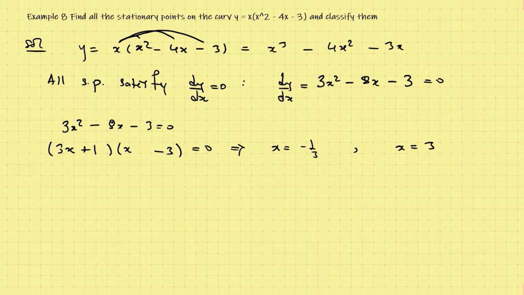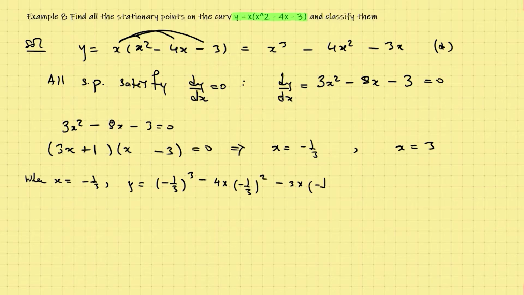We're going to have to go back to our equation of the curve and substitute in the x values to be able to get the y values. So when x equals minus a third, what's y? Y is equal to, let me go to this form of it because it's going to be easier to work this out. It's going to be minus a third cubed minus 4 times minus a third squared, and then minus 3 times minus a third.